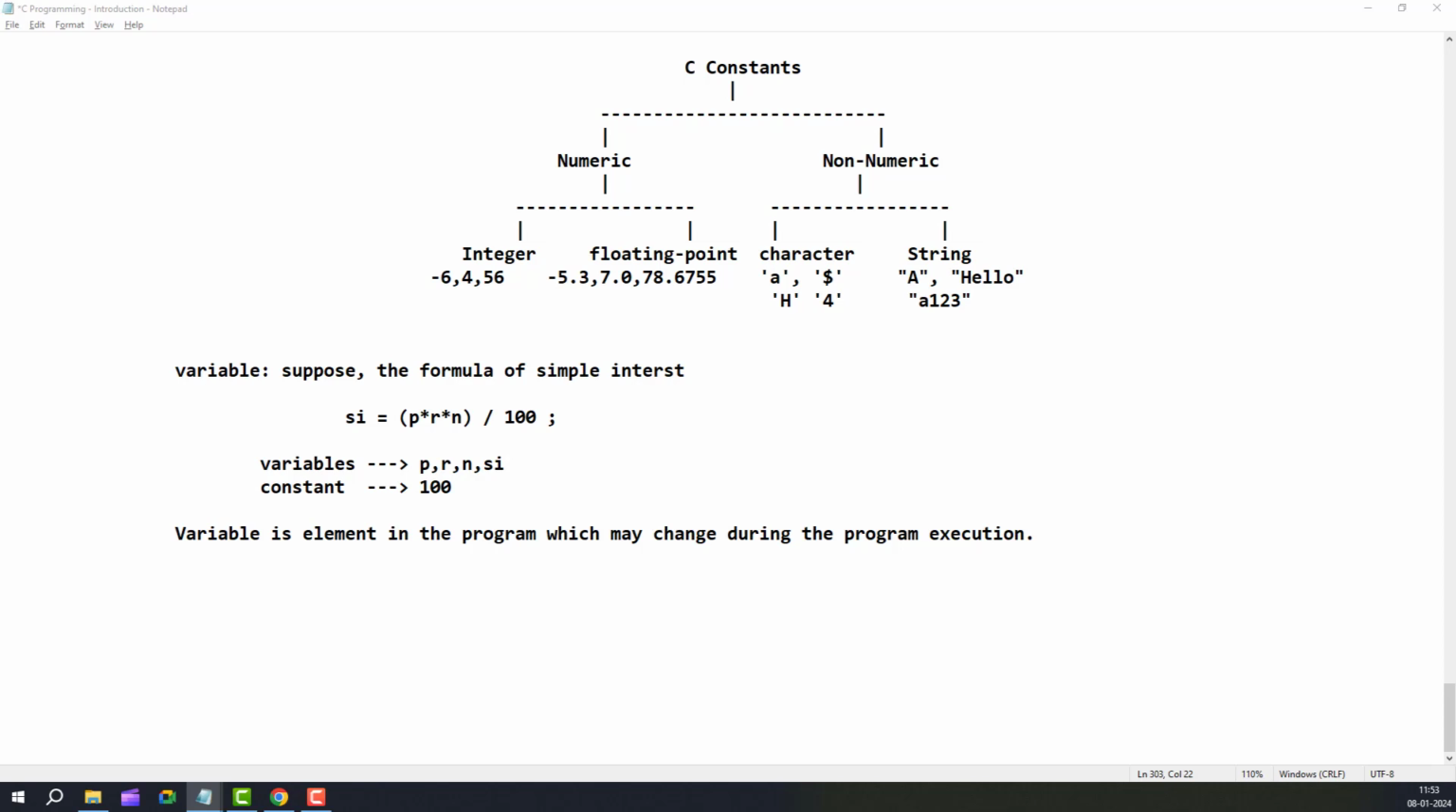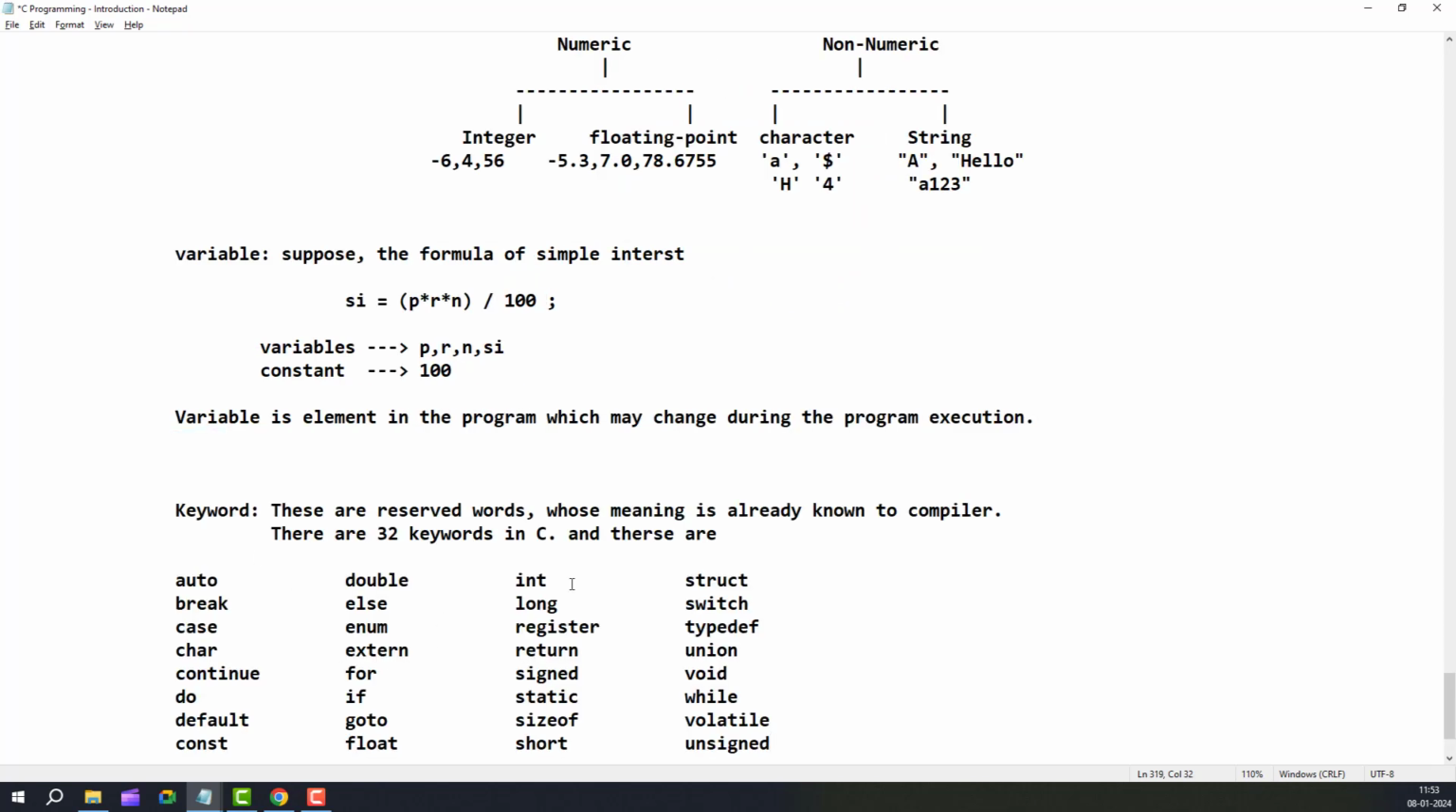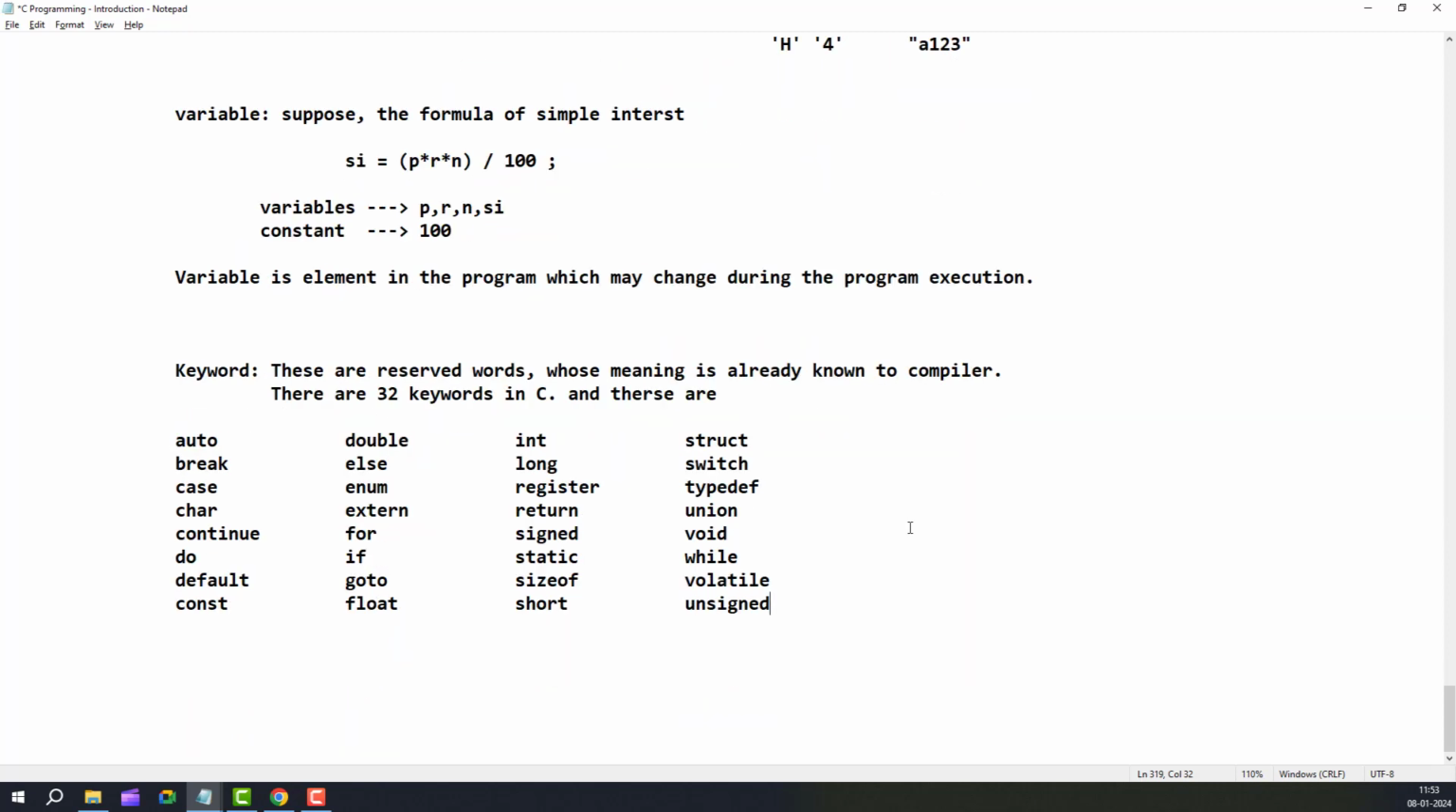during the program execution. After that we have to see what we mean by keyword. Keywords are reserved words whose meaning is already known to, defined to, or explained to the compiler. There are several different keywords. In C there are 32 keywords.